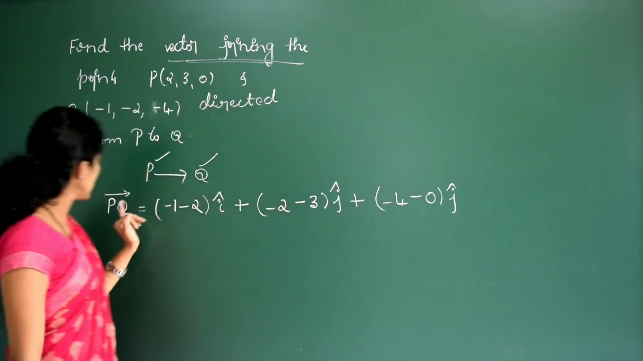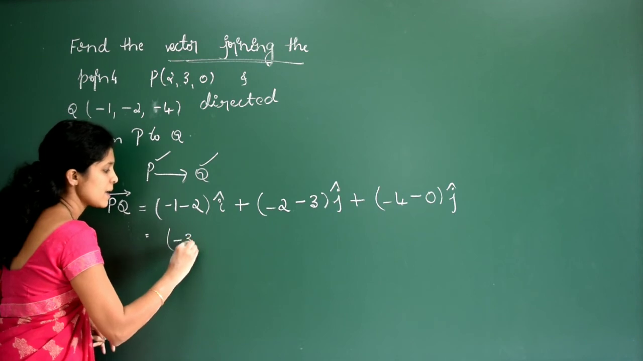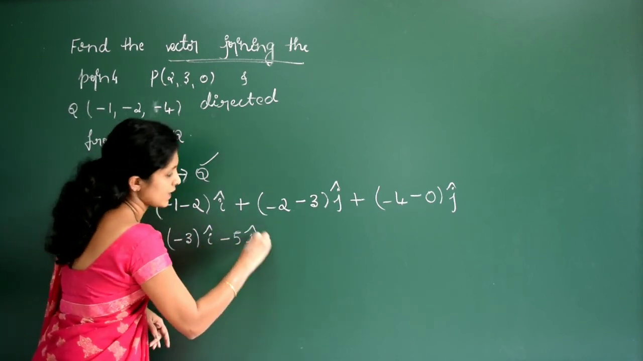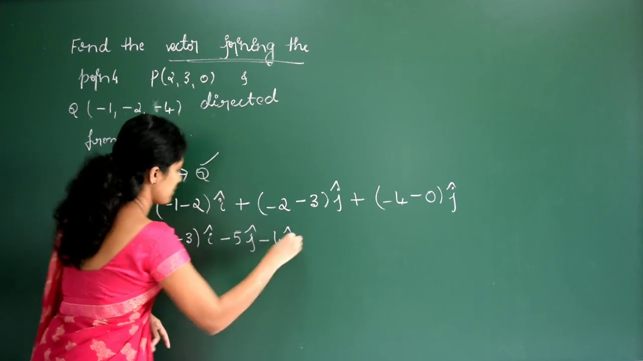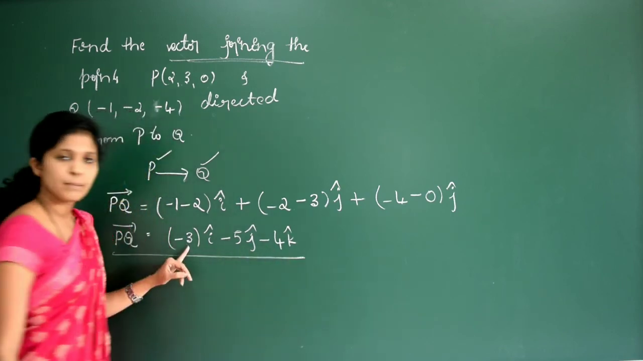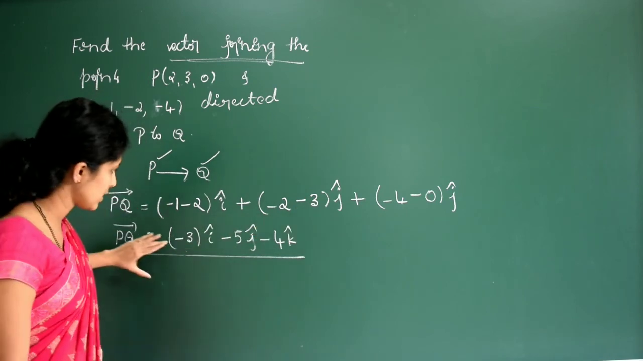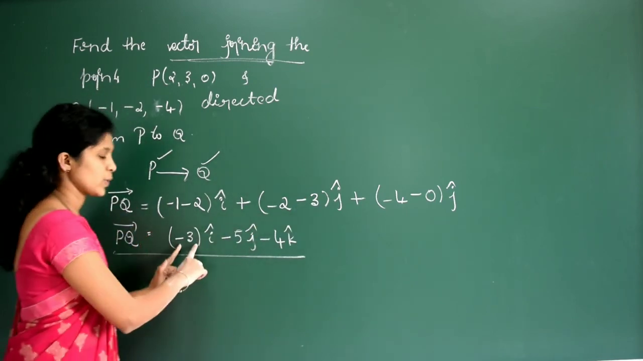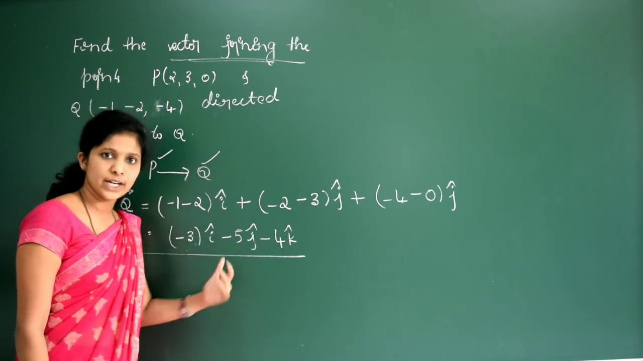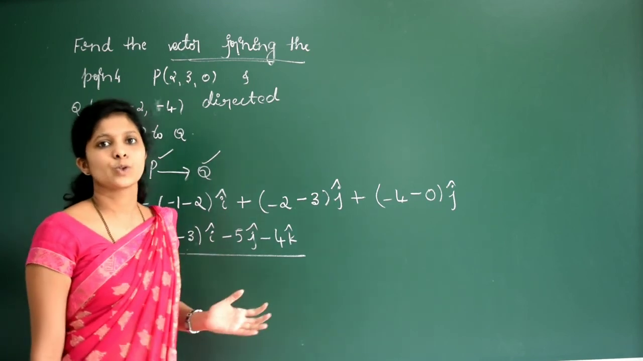If you want to find QP, then start with P. Now this is equal to minus 1 minus 2 will be minus 3 i cap, minus 5 j cap and minus 4 k cap. So this is the PQ vector. Is it clear? PQ vector is equal to minus 3 i cap, minus 5 j cap, minus 4 k cap. If you want to find the magnitude of this one, you can find the square root of the square of 3 plus square of 5 plus square of 4. That will give you the magnitude of this PQ vector. Okay. In the next session, we will move to the section formula.